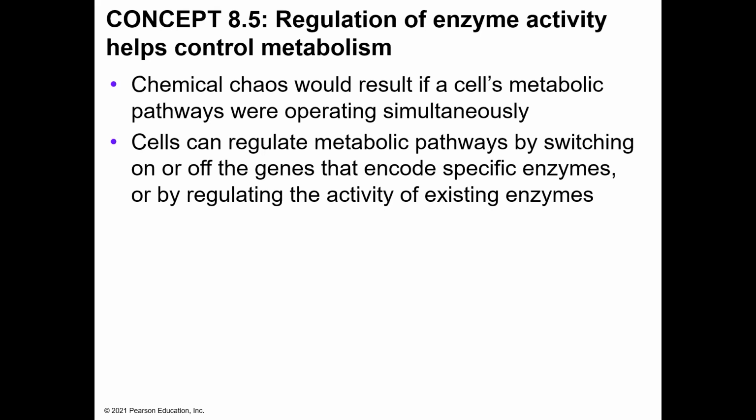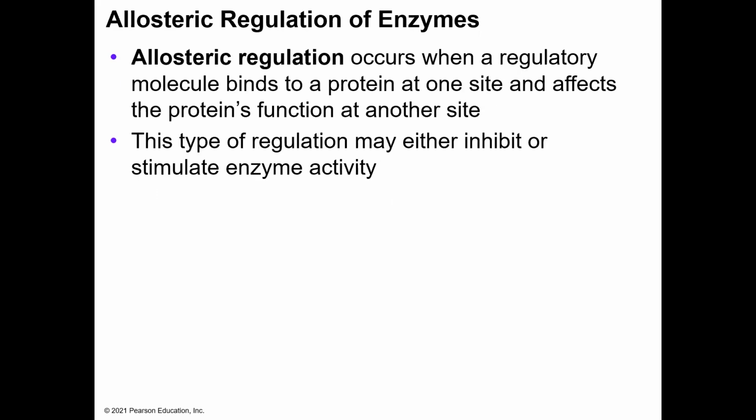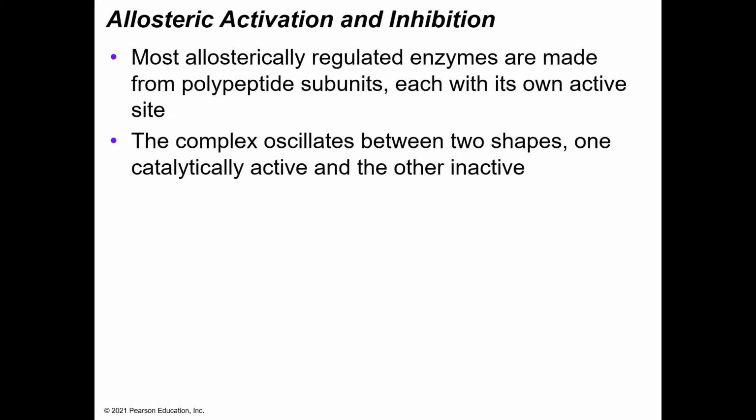So cells regulate metabolic pathways by switching on or off genes that encode for specific enzymes, or by regulating the activity of enzymes that already exist. One of the ways to regulate enzymes is through allosteric regulation. It occurs when you create a regulatory molecule that binds to a protein at one site and affects the protein's function at another. This type of regulation may either inhibit or stimulate activity.